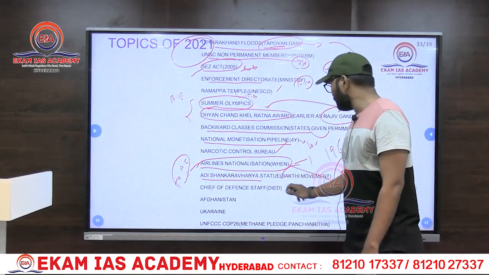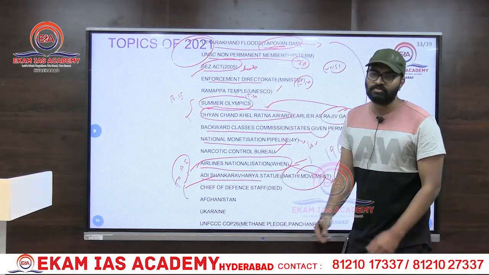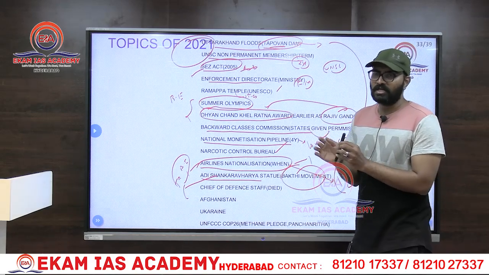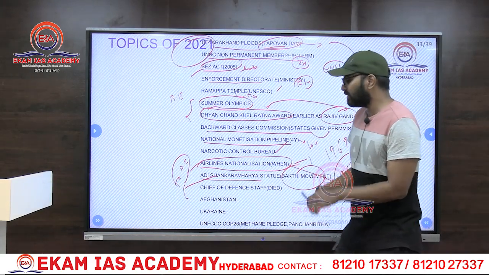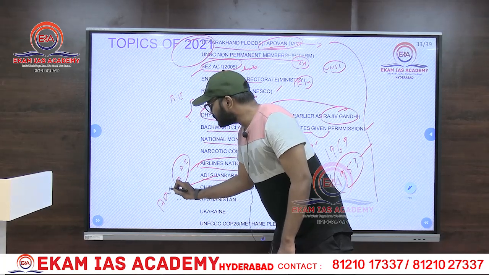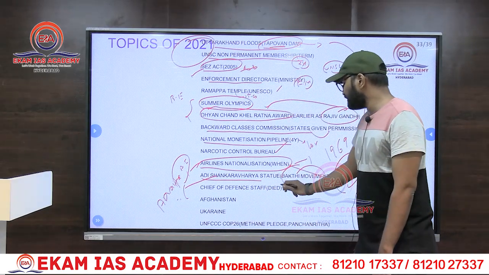This chronology is important. Next one, Adi Shankaracharya Statue. So this whole Bhakti movement. So this Adi Shankaracharya belongs to which one? Which Bhakti? Advaita, Dvaita, all these things will be there. Advaita, right? Yes, Advaita. Non-dualism. So just go through those things. Next one, Chief of Defence Staff.